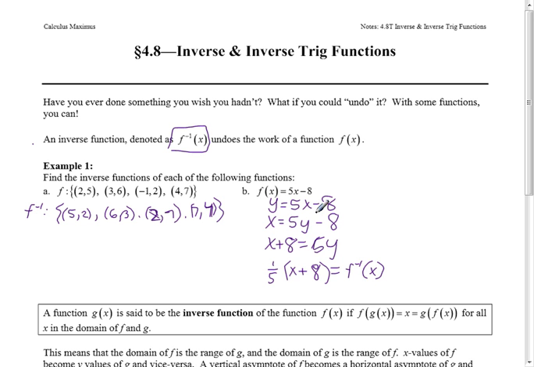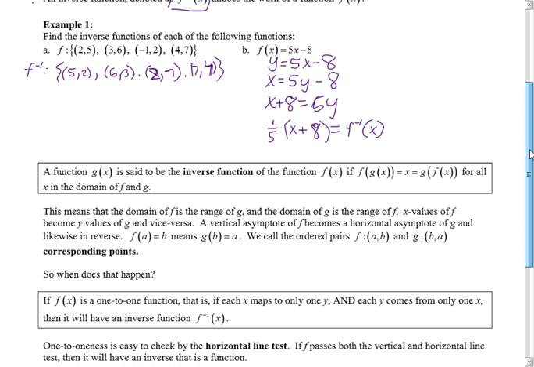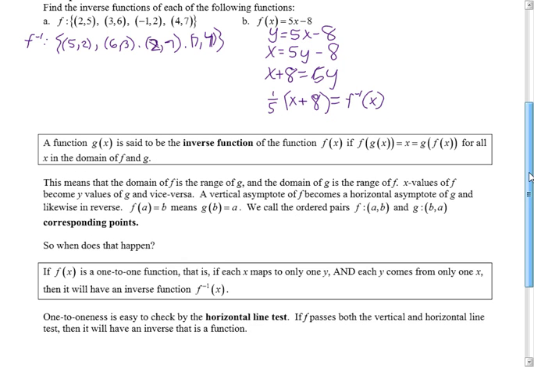So notice this would be the inverse. The opposite of multiplying by 5 and then subtracting 8 would be adding 8 and then dividing by 5. You're just undoing what the function did. There's a lot of material here that you can read. This is just a review on inverse functions.